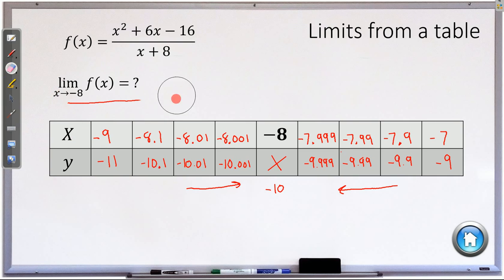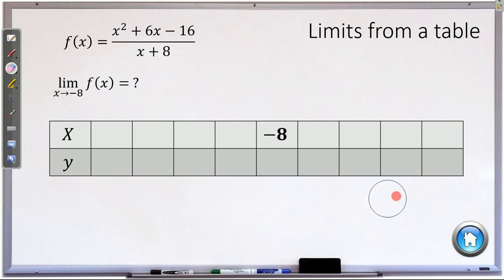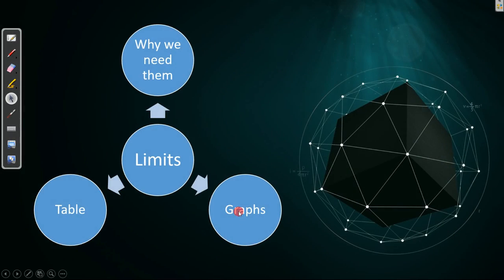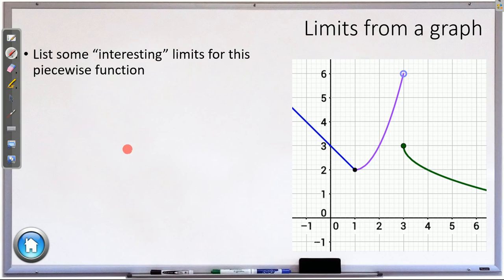All right, so that's how you can do that with a table. What about with a graph? So here we have a function, and we're going to take a look at some interesting limits with this. There's lots that you could do, any limit you wanted to. So an uninteresting one would be the limit, say, maybe as x approaches 0. Nothing weird is happening. Oh, let's call this h of x. This one would be a fairly uninteresting limit because there's nothing weird happening right here at 0.